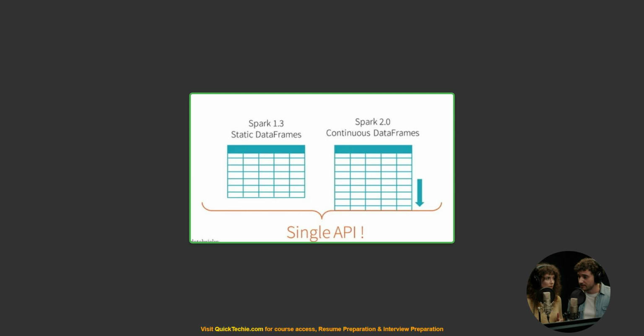The image. The grid image under Spark 1.3 represents a traditional data frame, a table with rows and columns, similar to a spreadsheet or a database table. It represents a fixed amount of data.